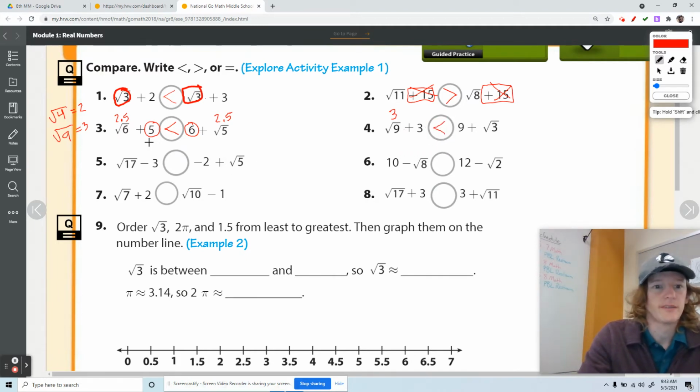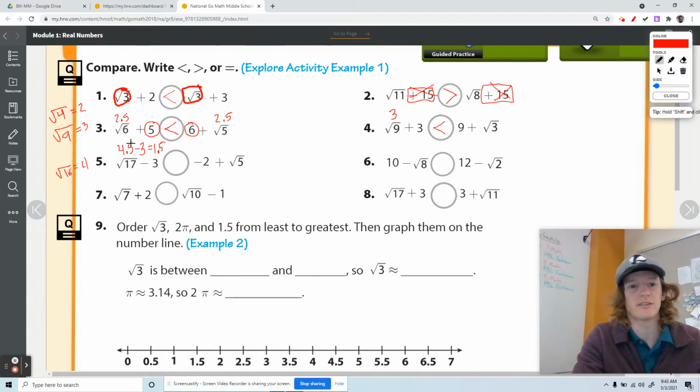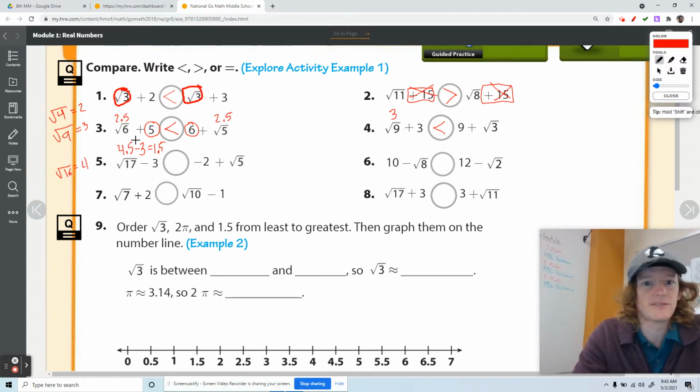Number 5, square root of 17. That's going to be a little more than 4. Okay, so we'll call that 4.5 minus 3. This is 1.5. The reason this is a little more than 4 is because, well, the square root of 16 is 4. So square root of 17 should be a little bit more. And 4.5 is going to be close enough as an estimate, I'm sure.